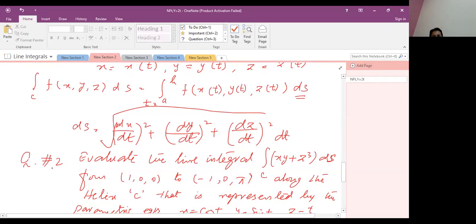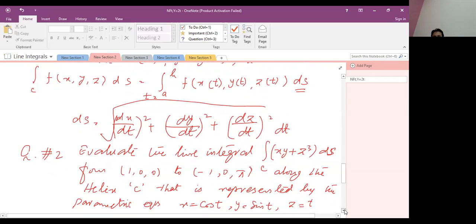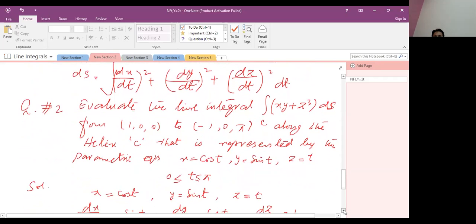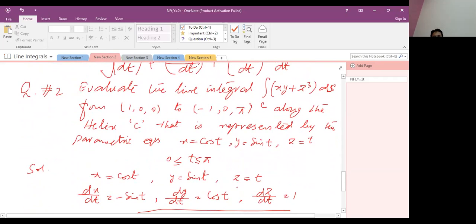Now, the second application of the line integral is of the second definition. Evaluate the line integral of xy plus z cube into ds from 1,0,0 to minus 1,0,pi along these two points. The helix is a shape of curve represented by the parametric form. Student, you have been given the parametric equations and the limit 0 to pi. So when we start the solution, first we write the correct parametric equations.